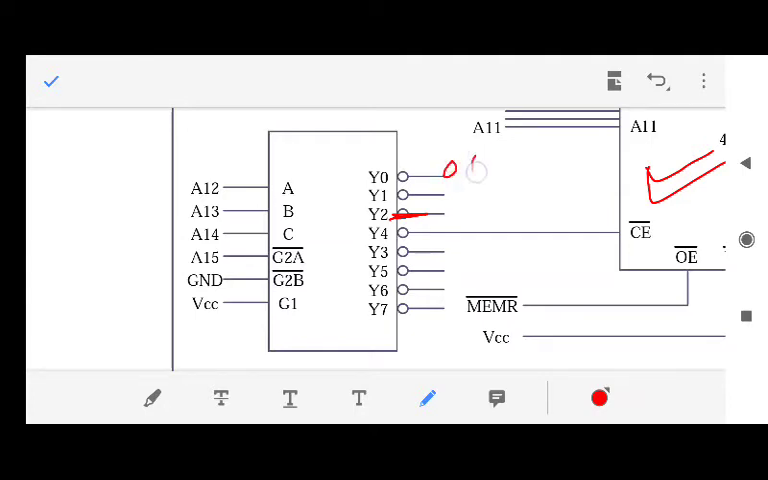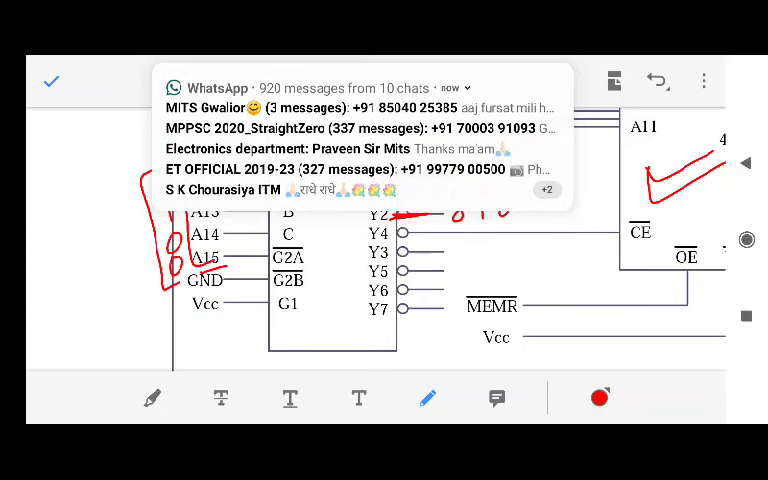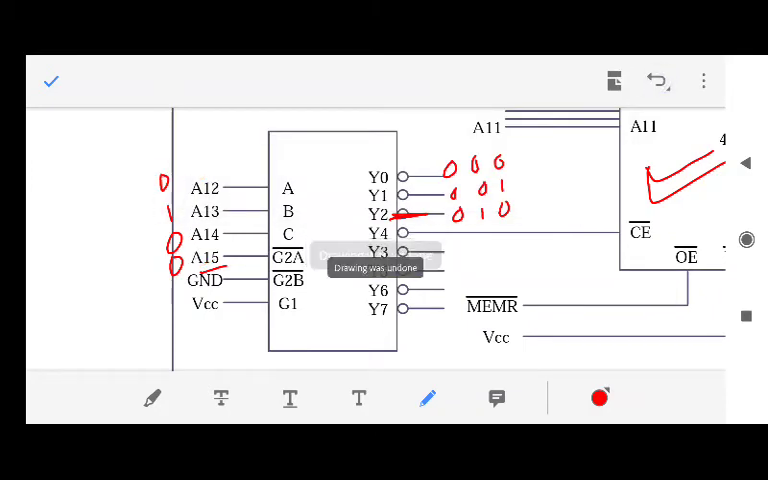If you are using the Y2 pin to select this kind of memory, this is 000, this is 001, and this is 010. Fine. So if you wanted to use the Y2 pin, the input signal should be 010, and the A15 pin is already 0. So you have a constant that these address lines should always be 0010. Then only this decoder will be selected.